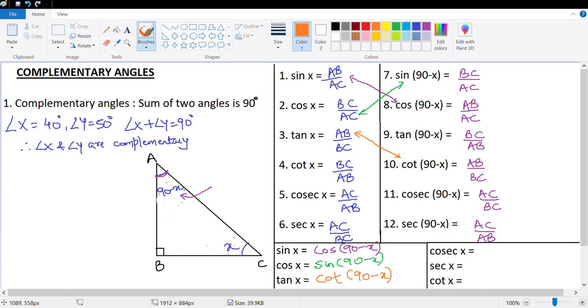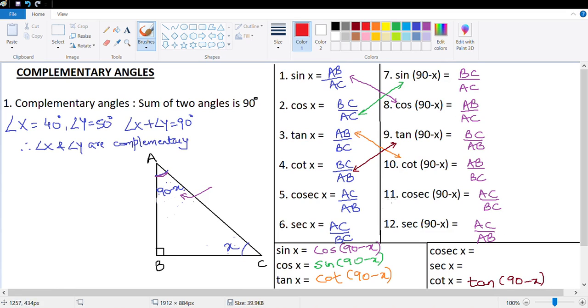So there is a relation between the complementary angles. If x and 90 minus x are complementary, then sin x is equal to cos 90 minus x, cos x is equal to sin 90 minus x, and tan x is equal to cot 90 minus x. Let's see if we can get any other ratio or other relationship. Cot x is equal to BC upon AB. Similarly, tan 90 minus x is equal to BC upon AB, which means cot x is equal to tan 90 minus x.